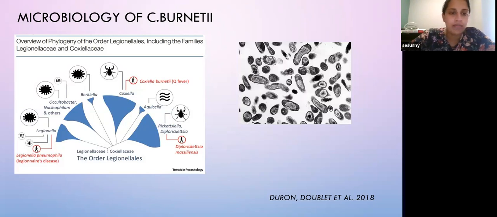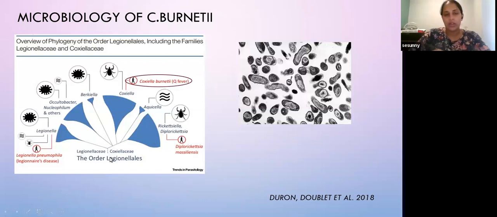And then in 1990, due to advances in molecular phylogenetics, it was reclassified under the order Legionellales, under the family Coxiellaceae, and became its own species, Coxiella burnetii. The image on the right is just an electron microscope image of the pleomorphic coccobacillus structure of these Coxiella burnetii organisms. It is a strictly intracellular bacteria, so it's not visualized on routine microscopy. So this is an electron microscope image that just illustrates its structure quite nicely.